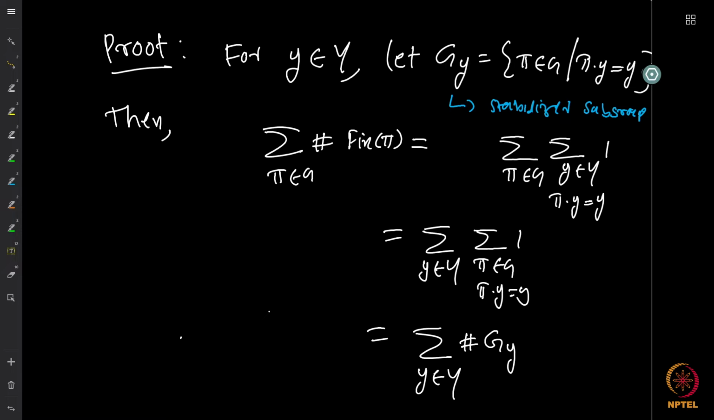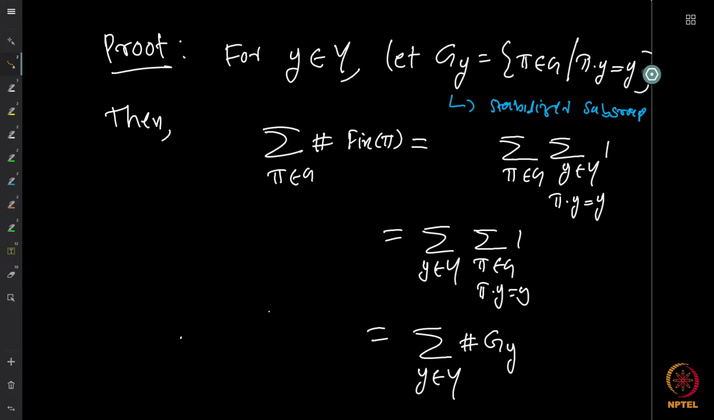So this will be the same. But now I can change the order because I can as well count for each element how many permutations fix this. So I can write it as summation y belongs to Y, summation over all permutations in G, where y is fixed by pi. Right? So again, what is this term? Now that is precisely the number of permutations which fix the element y, which is the cardinality of G sub y. Right?